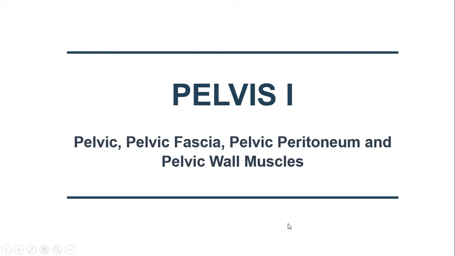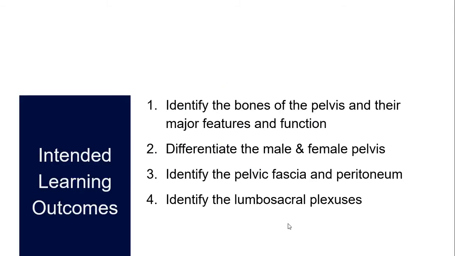Hello and welcome to our first topic this end term. This is Pelvis 1 and we are going to talk about the pelvis or pelvic fascia, pelvic peritoneum, and then the pelvic wall muscles. At the end of this module, the students must be able to identify the bones of the pelvis and their major features and function, differentiate the male and female pelvis, identify the pelvic fascia and peritoneum, and identify the lumbosacral plexuses.